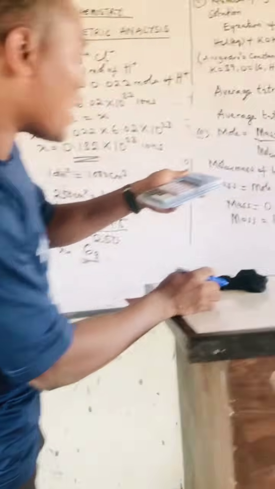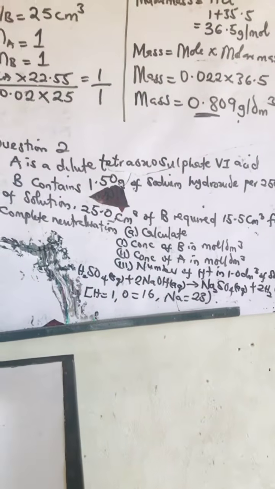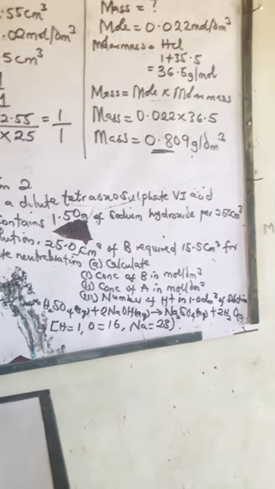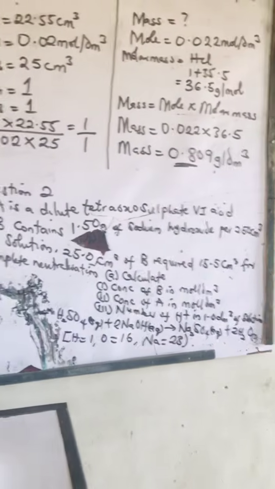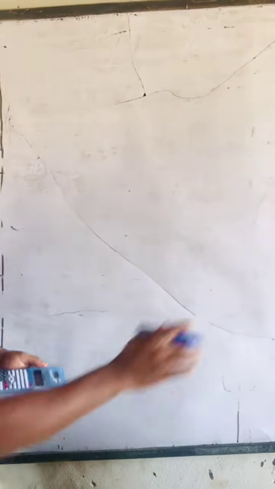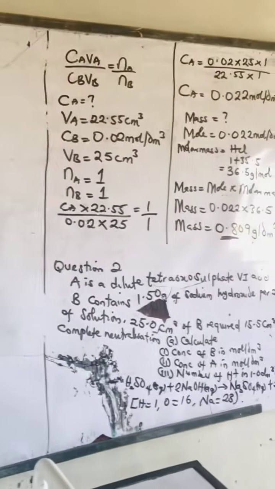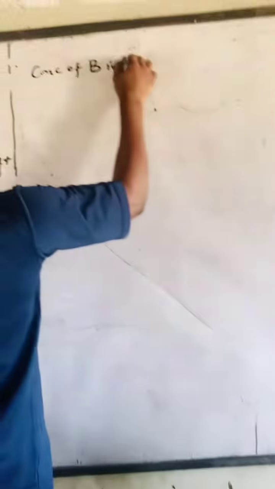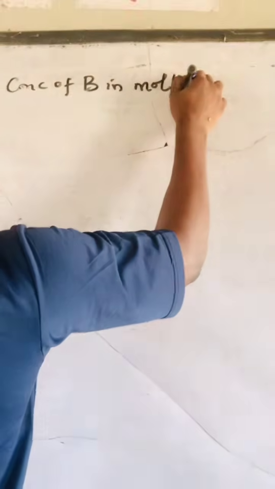Then from there, we can get the concentration of B in mole per dm cube. Now, that one too is very easy, just like the first one. Just pay attention and practice them, and I'm sure you'll go into the exam with a whole lot of confidence. Don't forget, we are looking for the concentration of B in mole per dm cube.